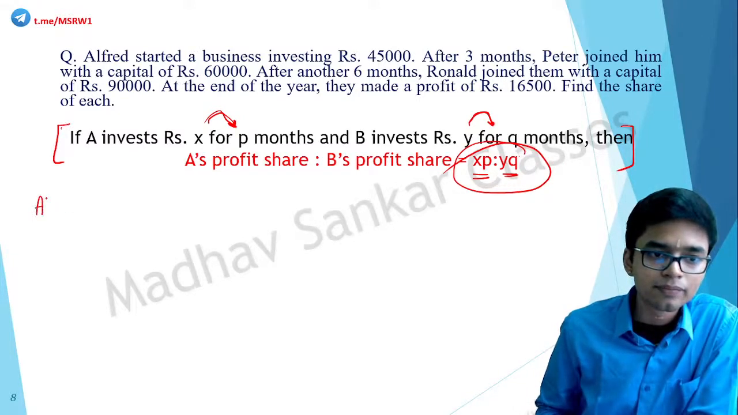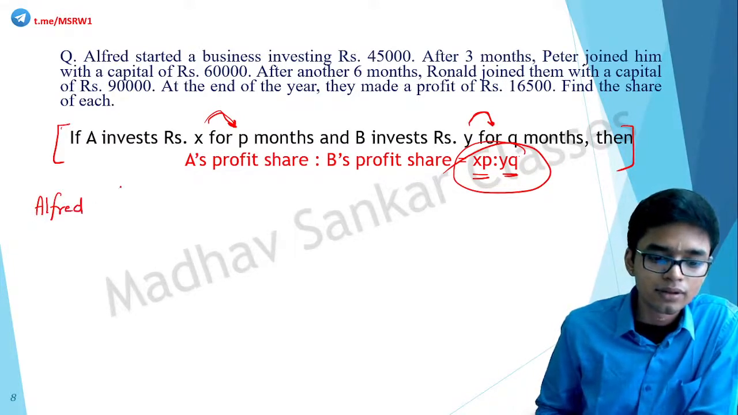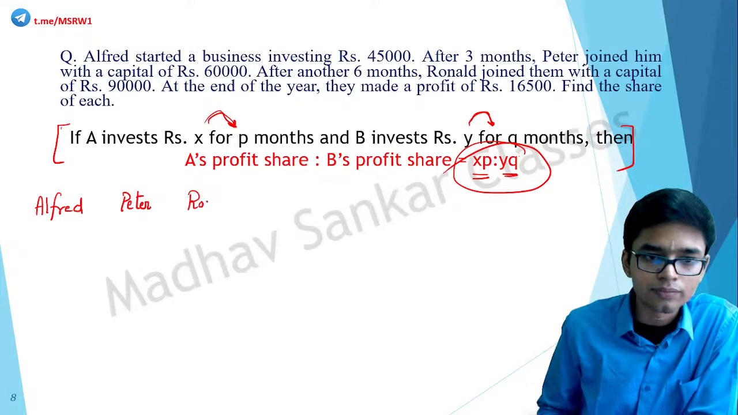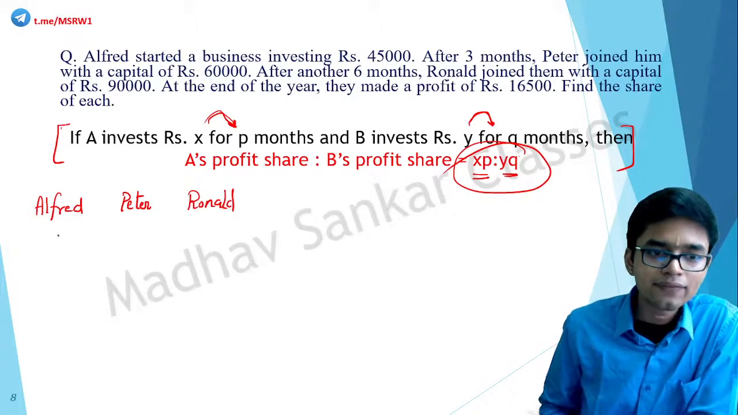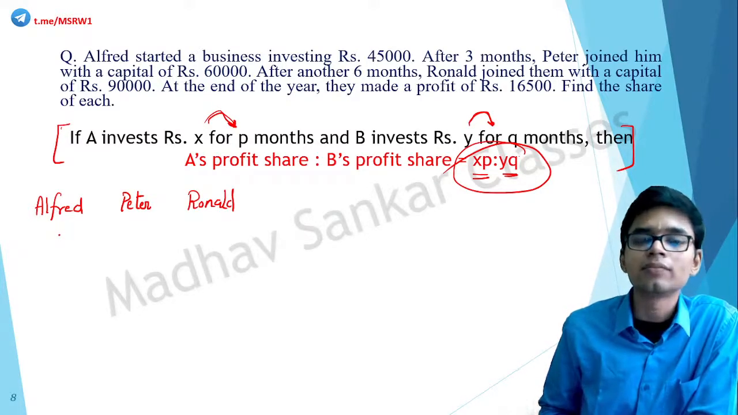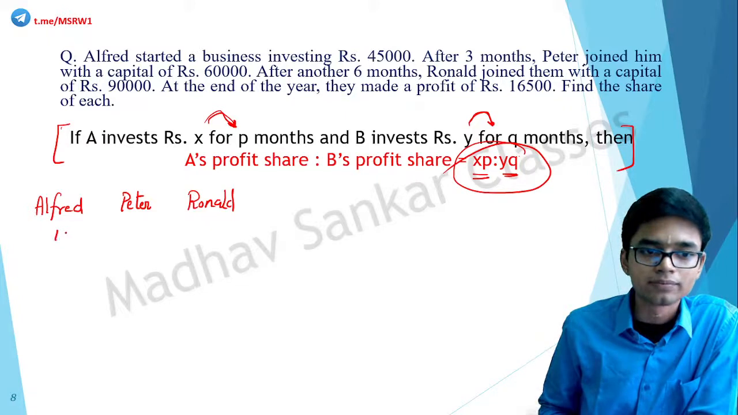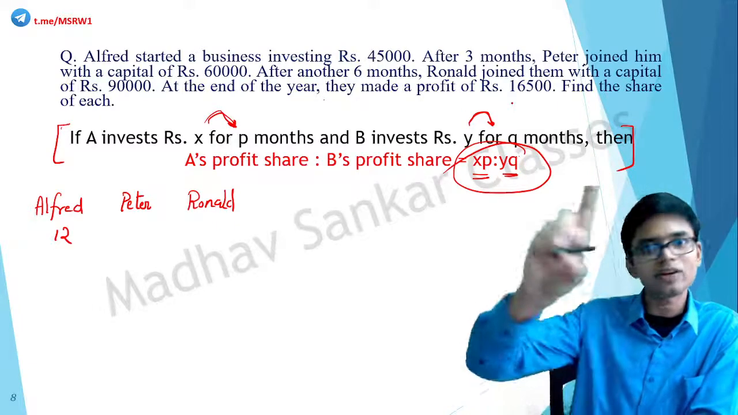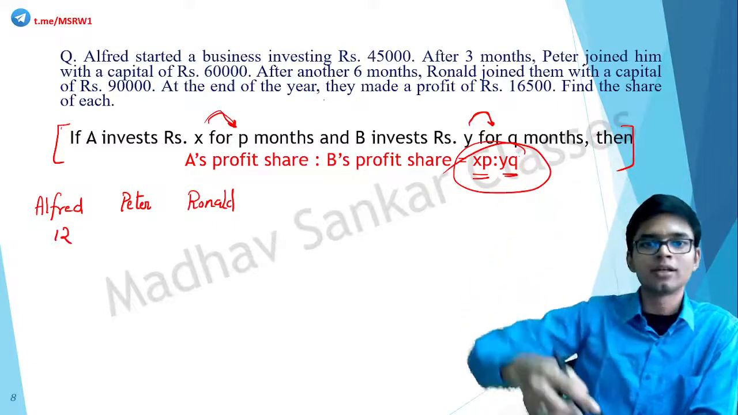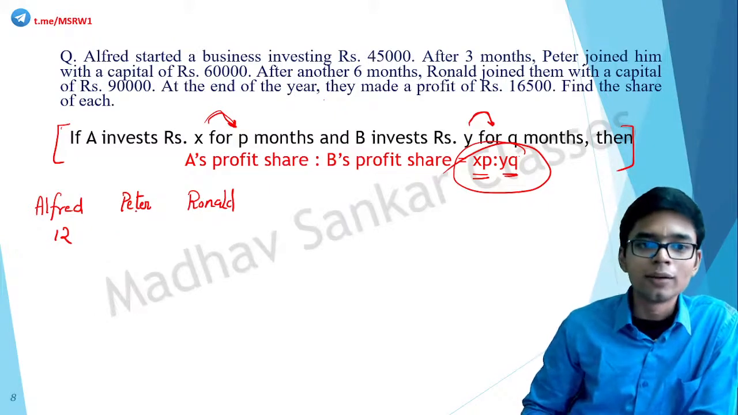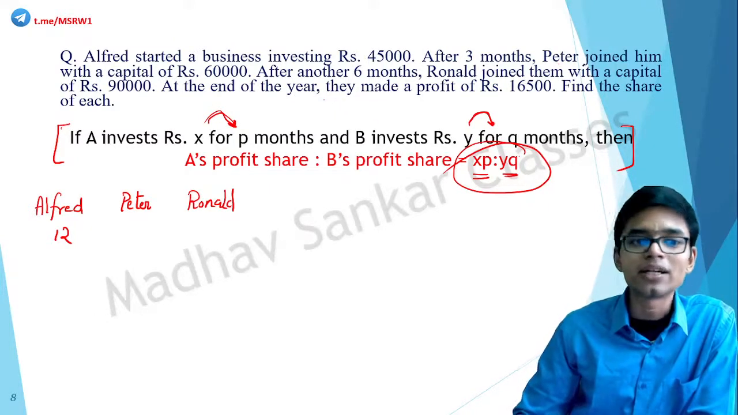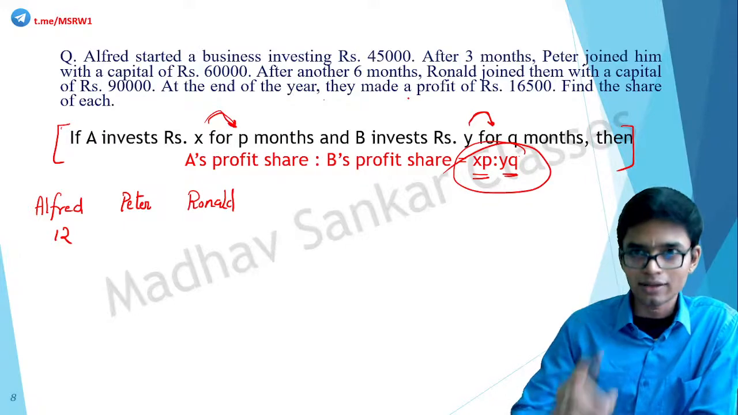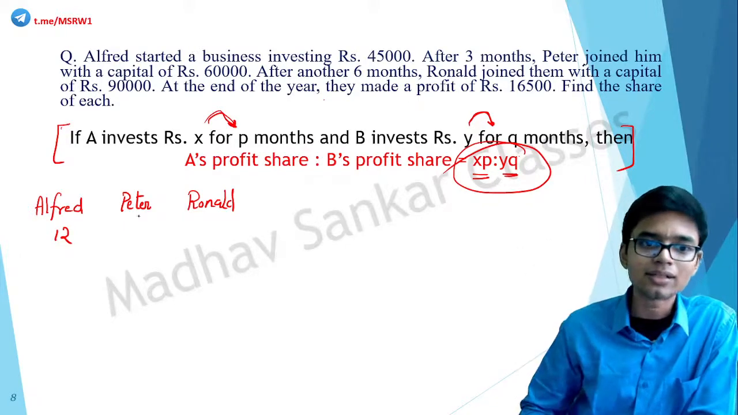Alfred, Peter, and Ronald. So Alfred invested for how much time total? 1 year. Okay, it says that Alfred started a business with this much amount, and then at the end of 1 year, this is the profit. So Alfred started the business, so he did the whole thing. All right, so 12 months. Then after 3 months, Peter joined him. Clear? So 12 minus 3, that is 9 months.